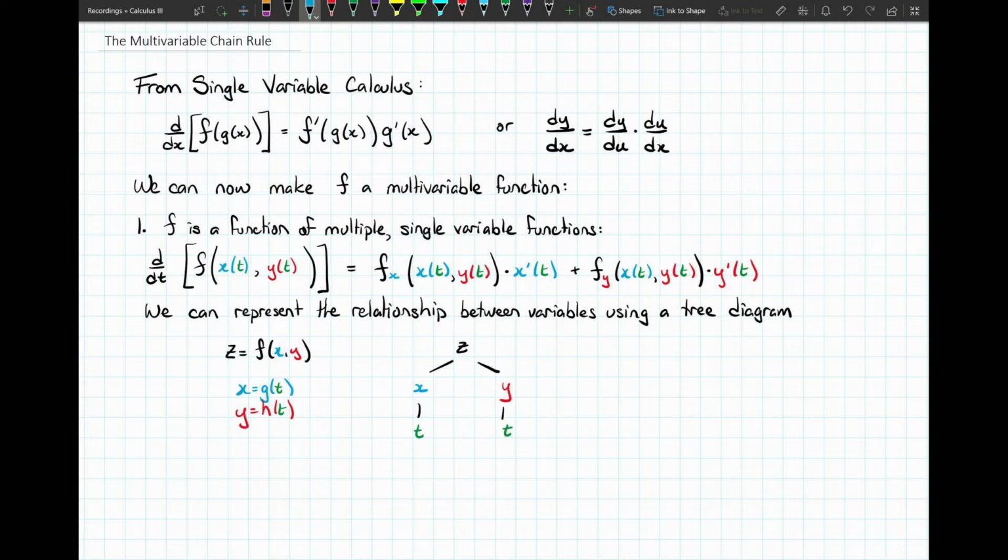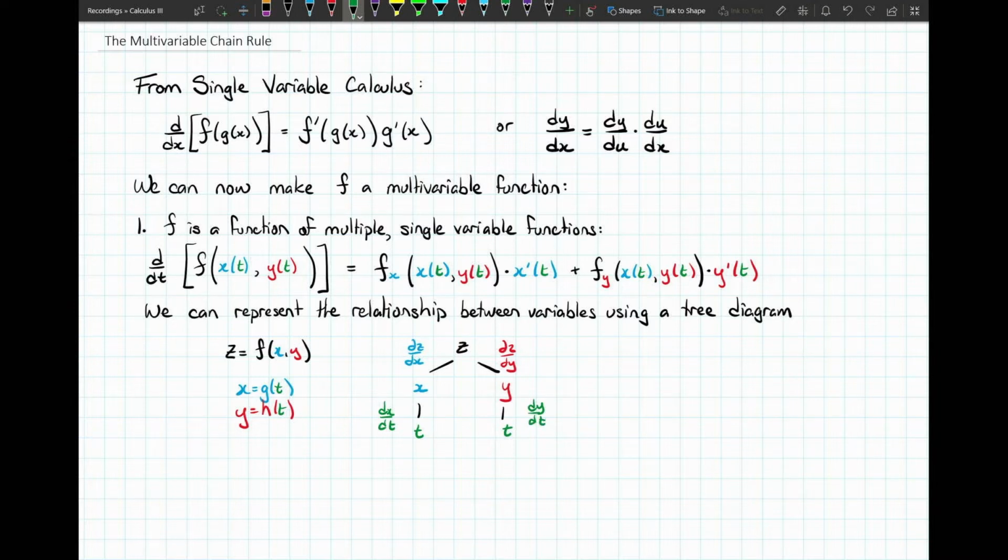Now, on every level of one of those branches, we can take a look at a rate of change. Since z is a function of two variables, we can look at the partial derivative of z with respect to x, and we can look at the partial derivative of z with respect to y. But since x is only a single variable function, then in that case, we are going to be looking at the ordinary derivative of x with respect to t, and same thing with y, dy by dt.